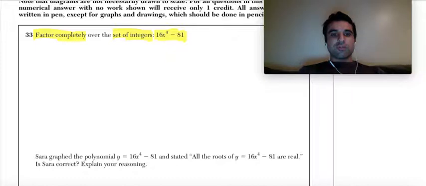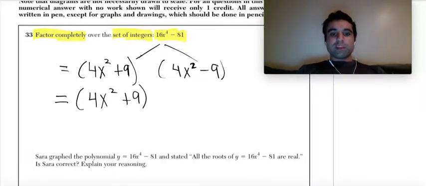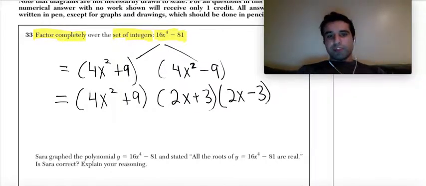So 16x to the fourth minus 81 factors into a difference of squares. We get 4x squared plus 9, which will not factor any farther, and we also get 4x squared minus 9. Now, 4x squared plus 9 cannot be factored any farther, so we just bring it down. 4x squared minus 9 is a difference of squares, so it's going to factor into 2x plus 3 and 2x minus 3. That is completely factored over the set of integers.